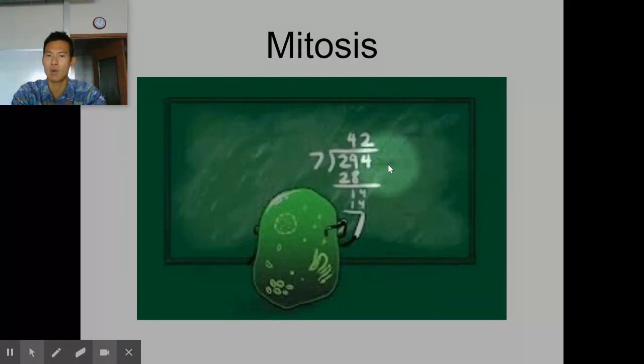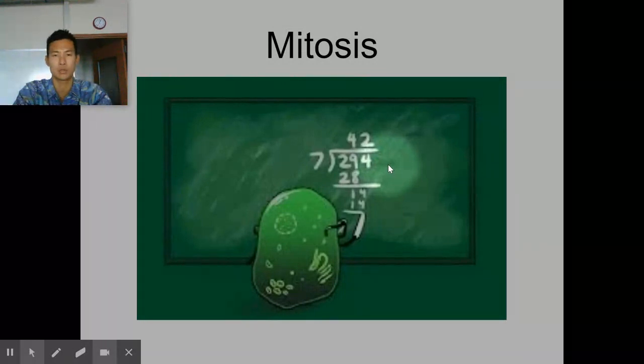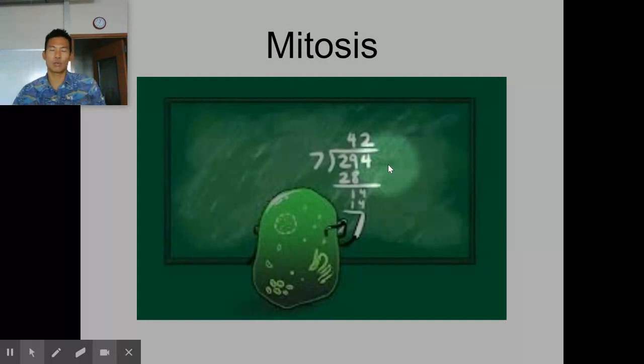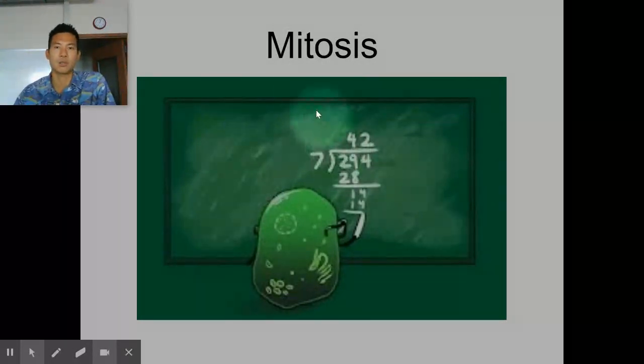Okay, now you might think, why would an organism do this? First off, if you were a single-celled organism, like bacteria or protists, mitosis results in asexual reproduction, and that's basically how single-celled organisms reproduce, through this process right here.